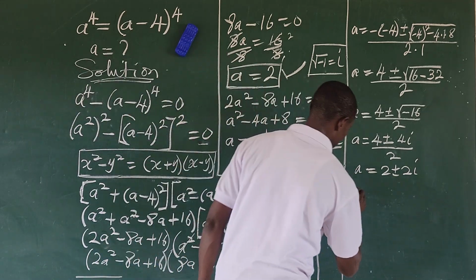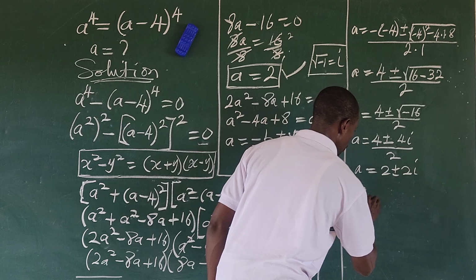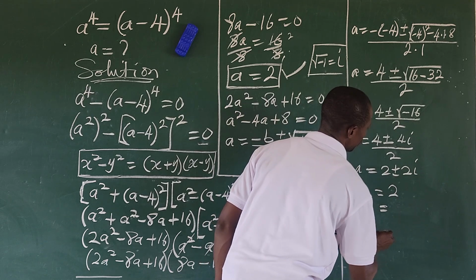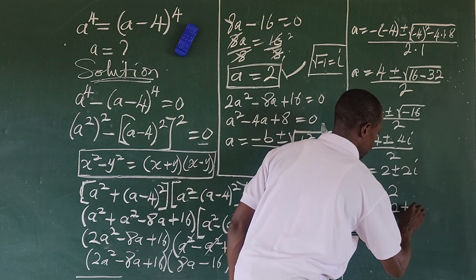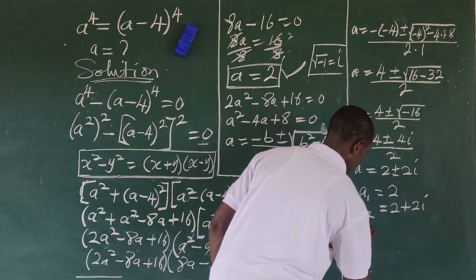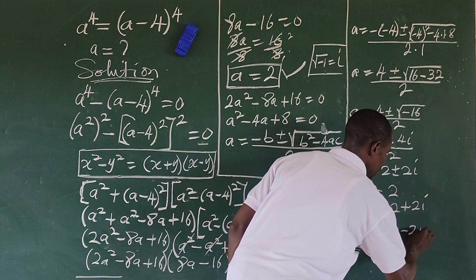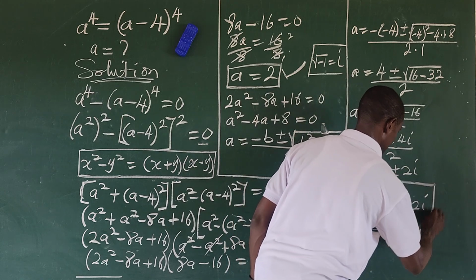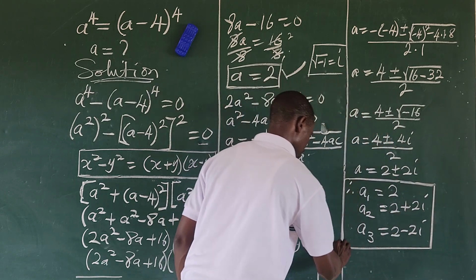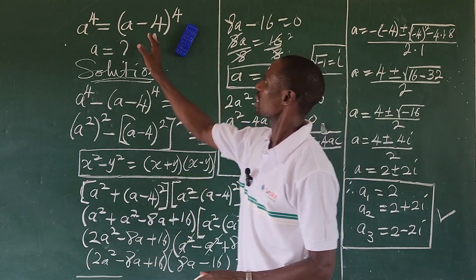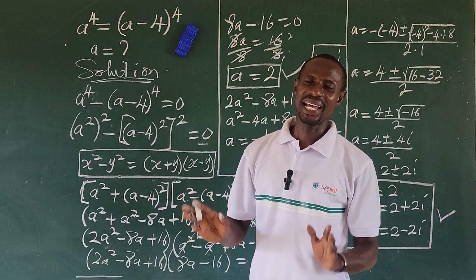So from here, this will now give us, therefore, our a1 is equal to 2, our a2 is equal to 2 plus 2 iota, and our a3 is equal to 2 minus 2 iota. All right. So these are 3 values of our a that will satisfy this Olympiad math problem.